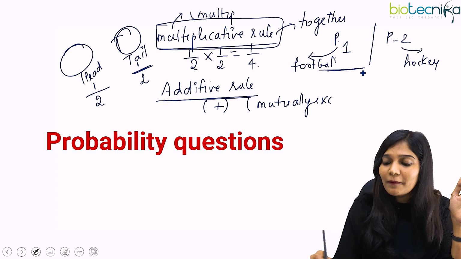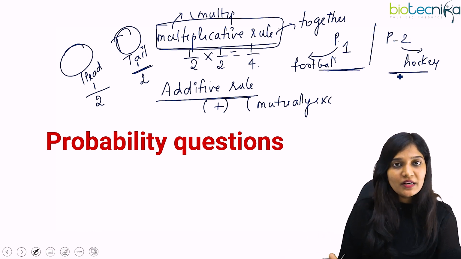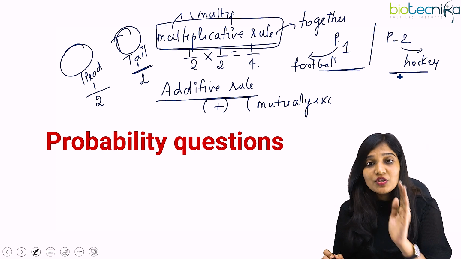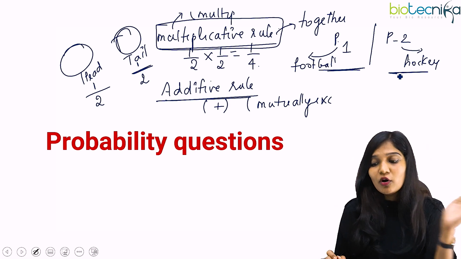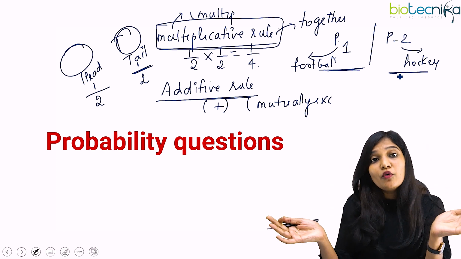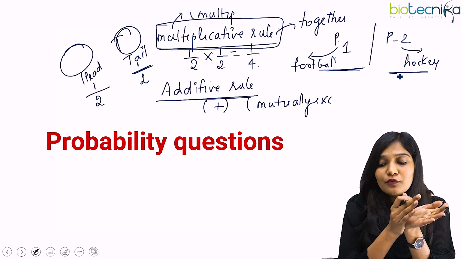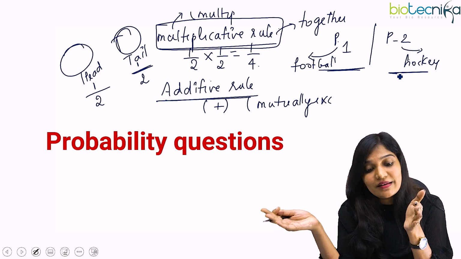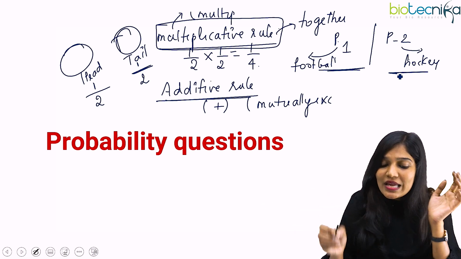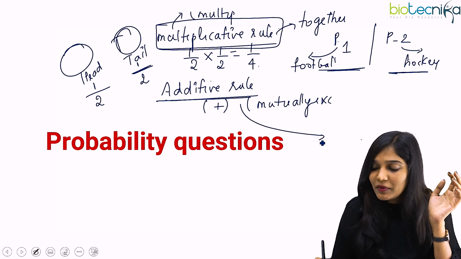So remember this one. There is person 1 and person 2 differently, which means one is playing football and another one is playing hockey. But I'm going to talk about both of them together. What is the probability of the person playing football and hockey together? That is the multiplicative rule.